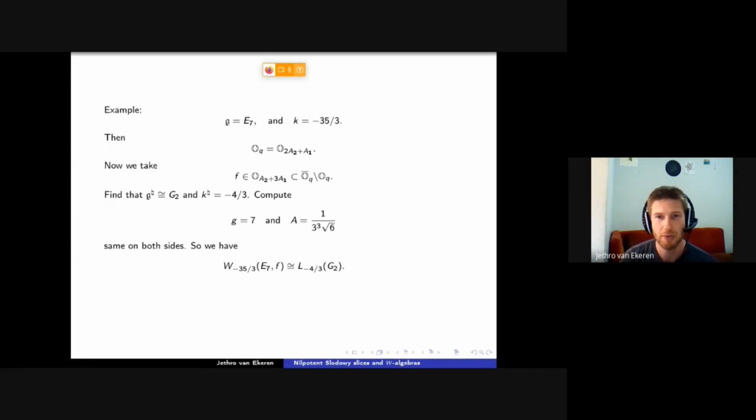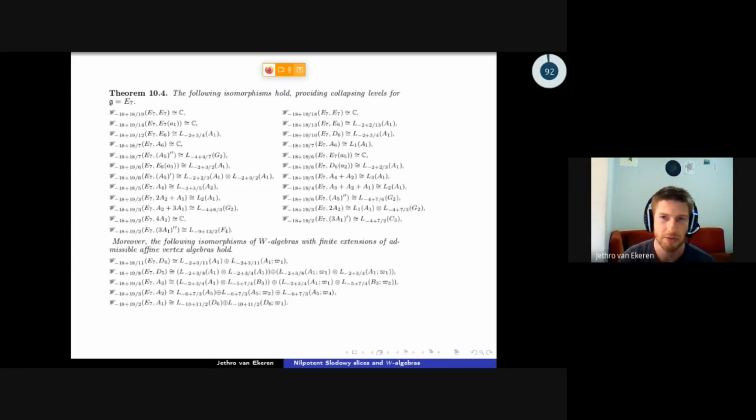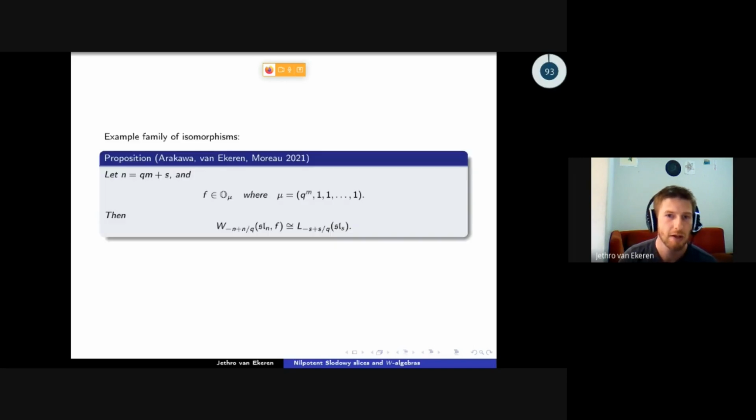So that was just one example. We were a bit more systematic in general. Here's a screenshot from the paper. These are the cases associated with E7. We produced perhaps 100 or so sporadic isomorphisms this way, and also a few families of examples. Here's a case involving SL_N and a particular nilpotent orbit, which takes a number of q's and then a number of 1's. And this W-algebra turns out to be isomorphic to an affine algebra for SL_s. Here s is the remainder on dividing N by q.